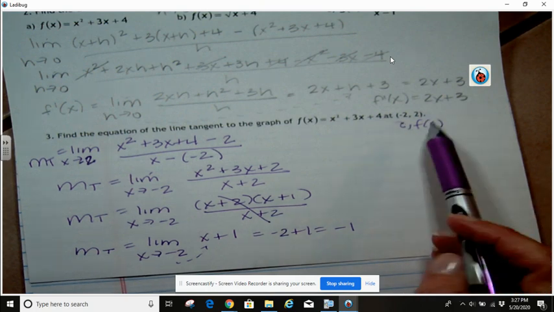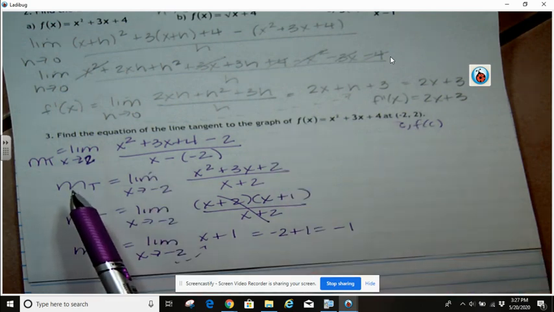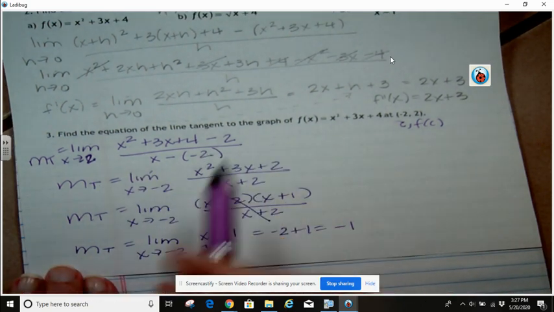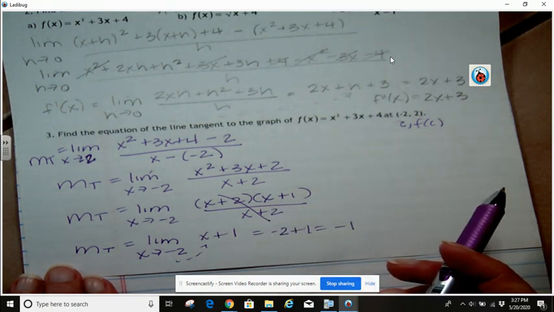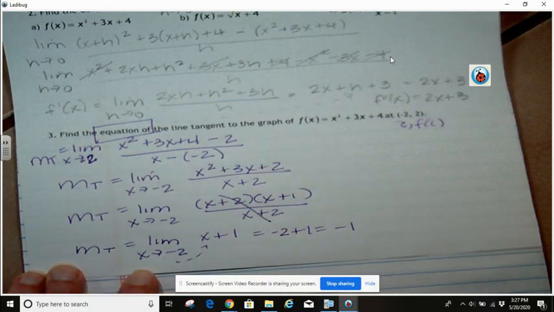Or if you already know the specific x value, the specific point, you can use the formula that uses the c and the f of c. So you've got two choices. All right, but we're not finished with this one because it didn't just say find the slope of the tangent line like number 1 did. It said find the equation of the tangent line.